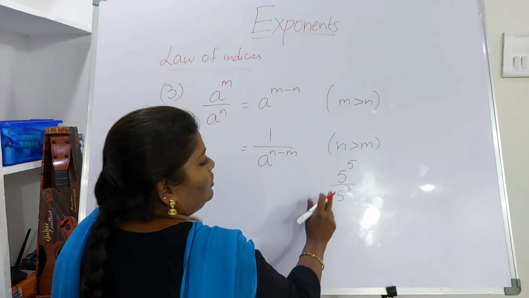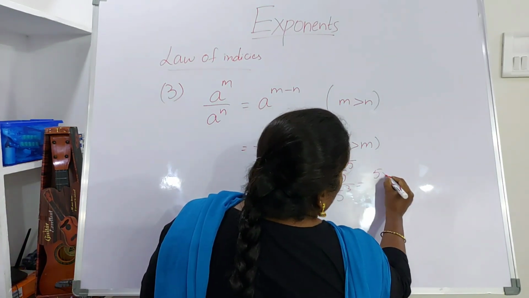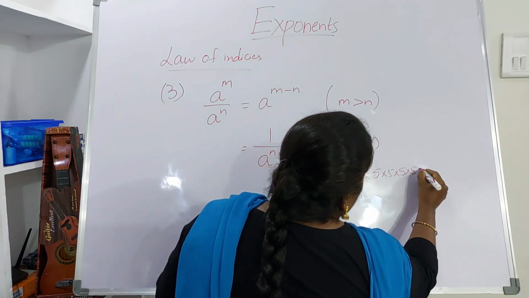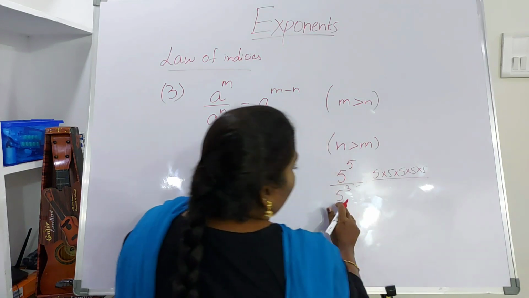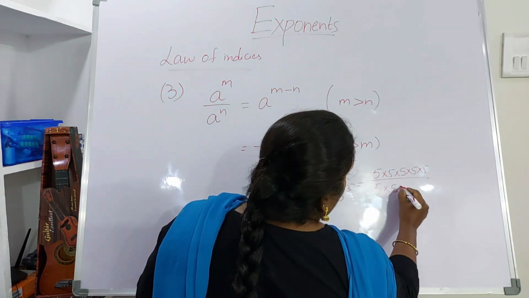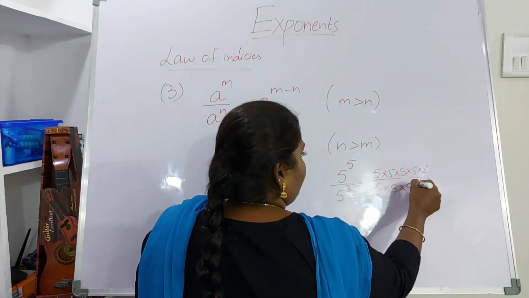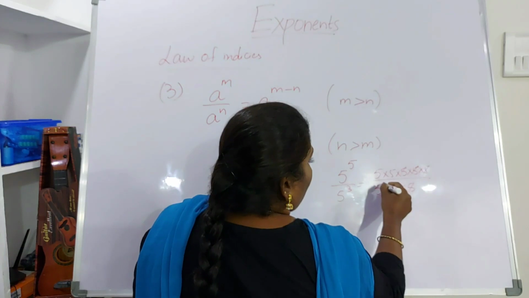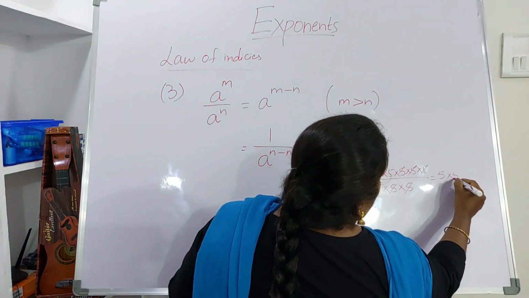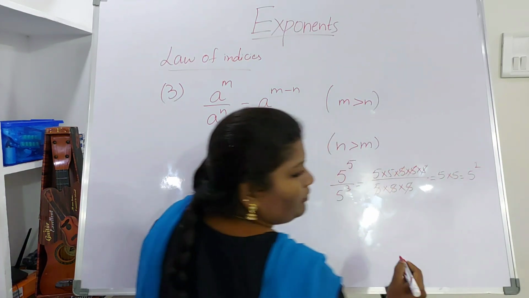Now here, normally without using the formula, 5 power 5 is nothing but 5 into 5 into 5, multiplied 5 times. And the denominator 5 cube means 5 is multiplied 3 times. Now this can be cancelled, 5, 5, 5, and the leftover is 5 into 5, that is, it can be written as 5 square.